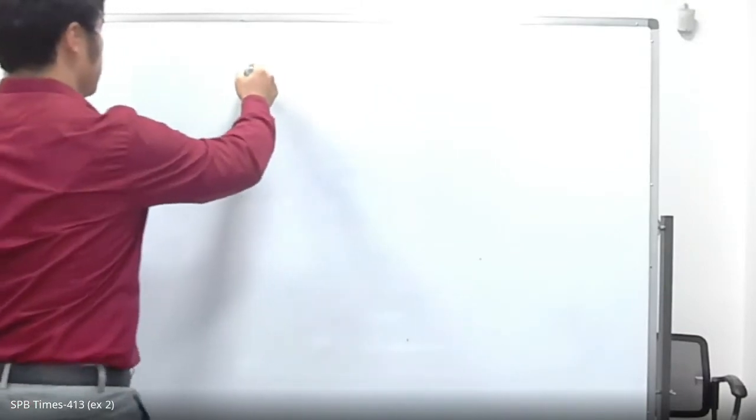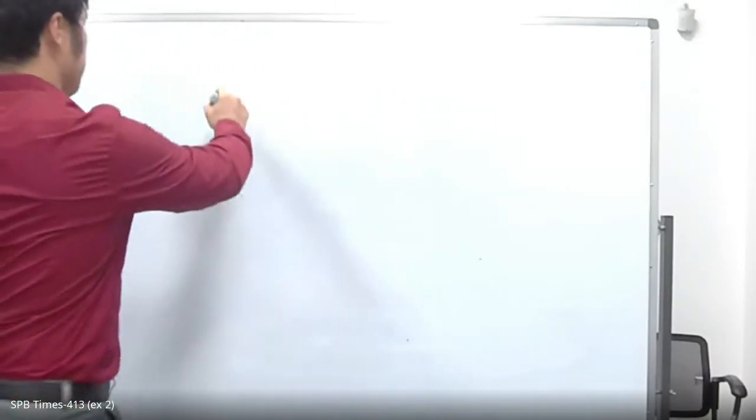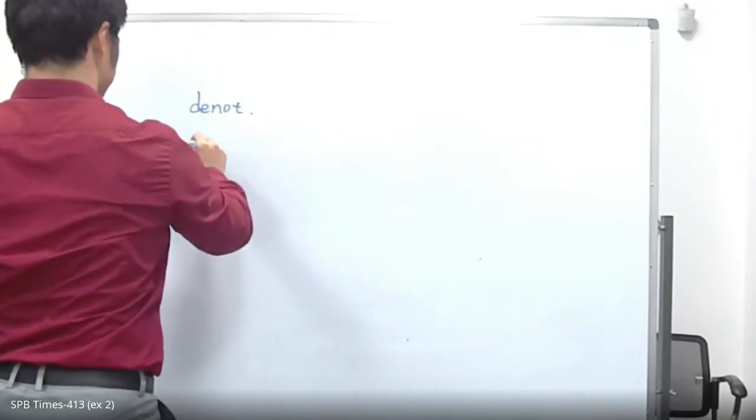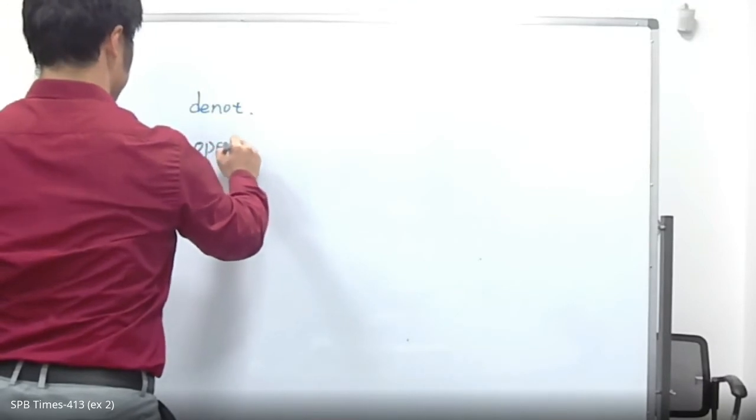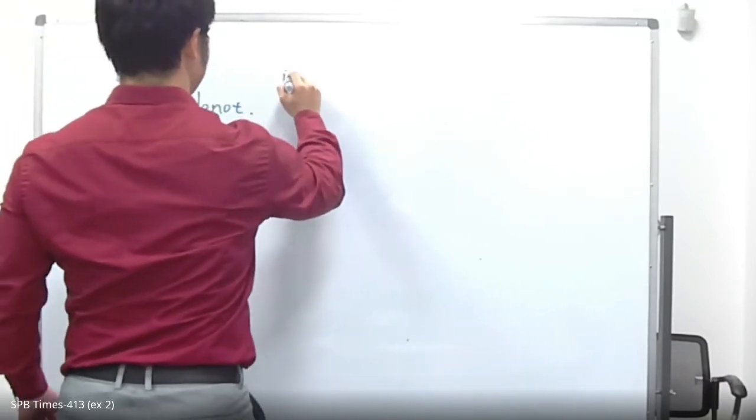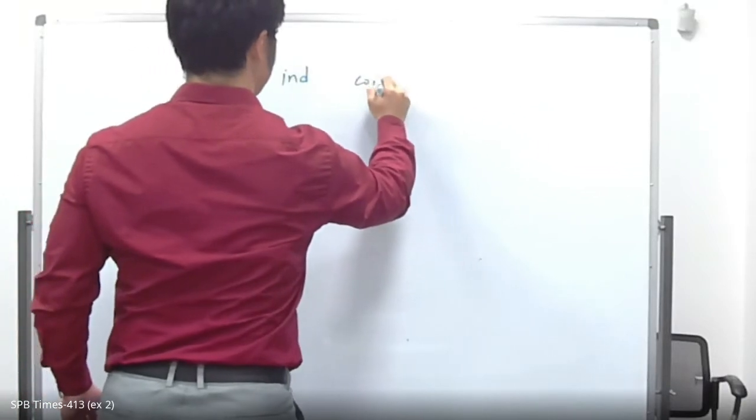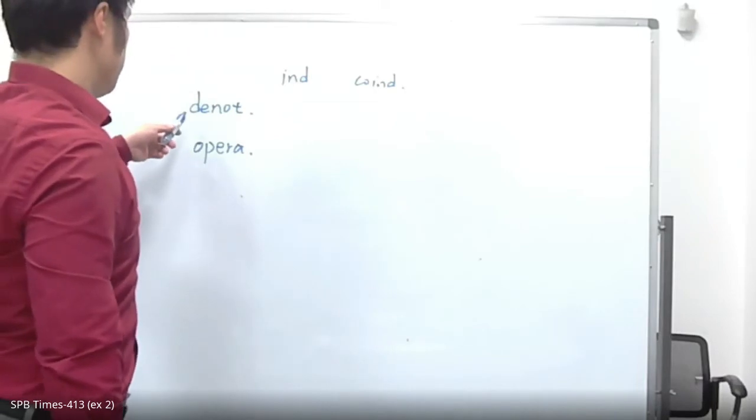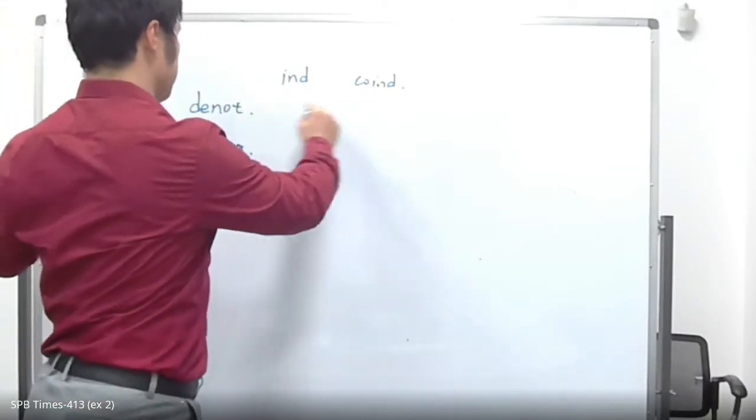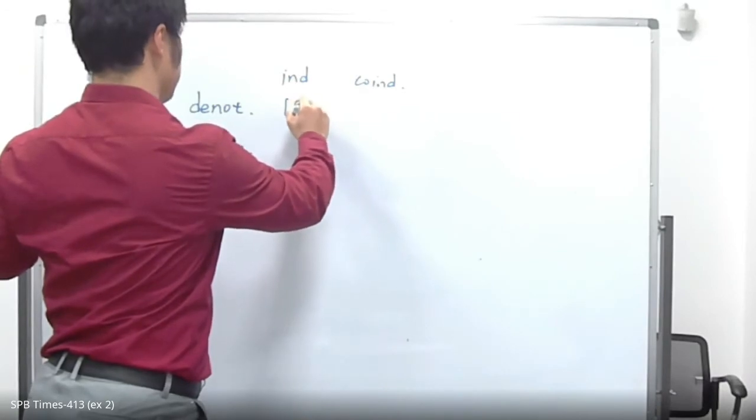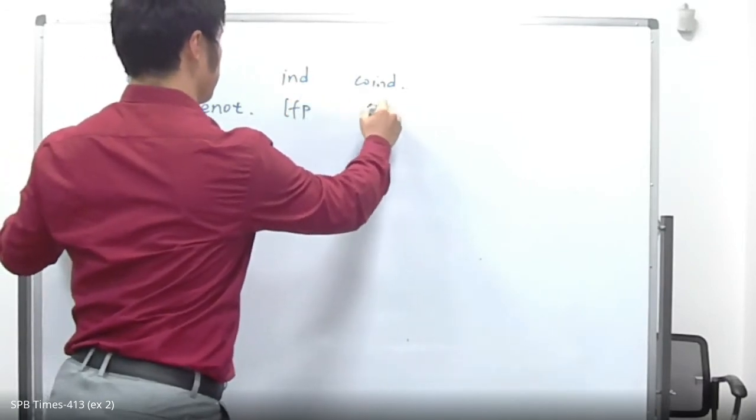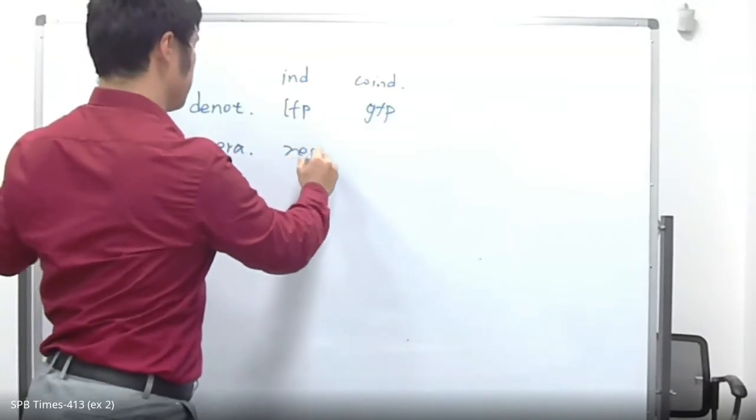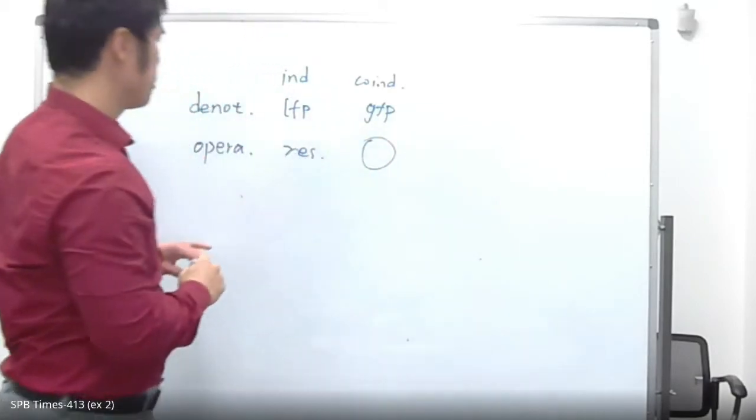So let's come back to our outline. We are going to introduce denotational and operational, inductive and coinductive. We have introduced denotational, inductive, and coinductive. This is the least fixed point, and this is the greatest fixed point. And operational, this is the resolution rule. And this is our remaining part.